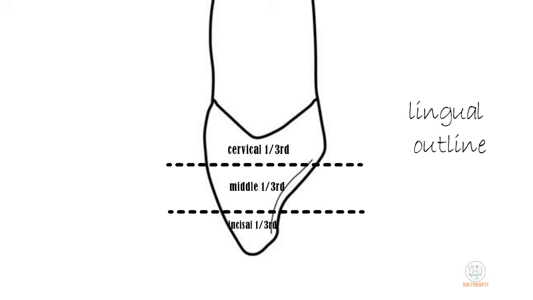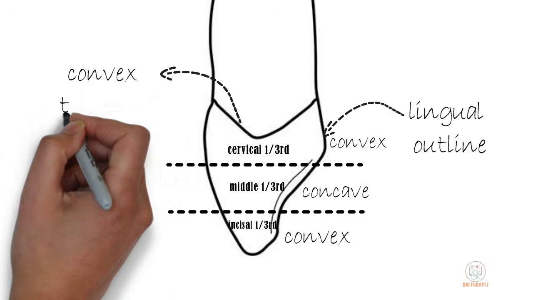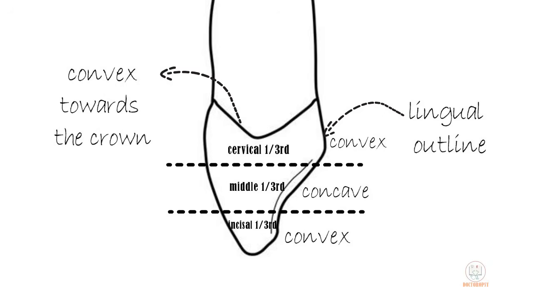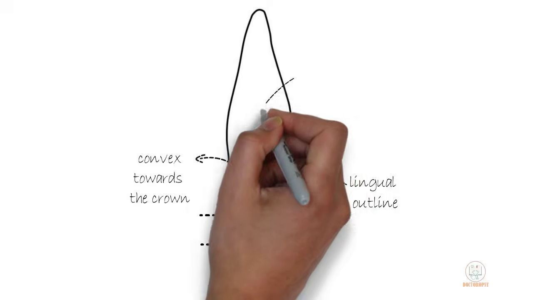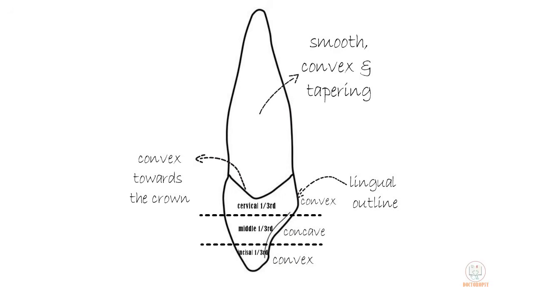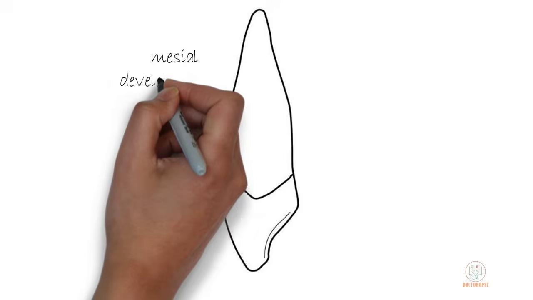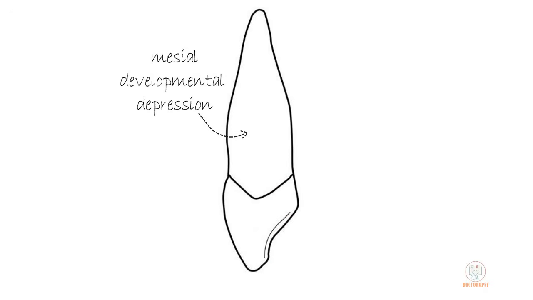The lingual outline is complex. It is convex in the incisal third, then concave in the middle third, and then convex in the cervical third. The cervical line is convex and the convexity is towards the crown. The root is smooth, convex and tapering towards the apex. A mesial developmental depression is seen in the middle third along the long axis of the root.